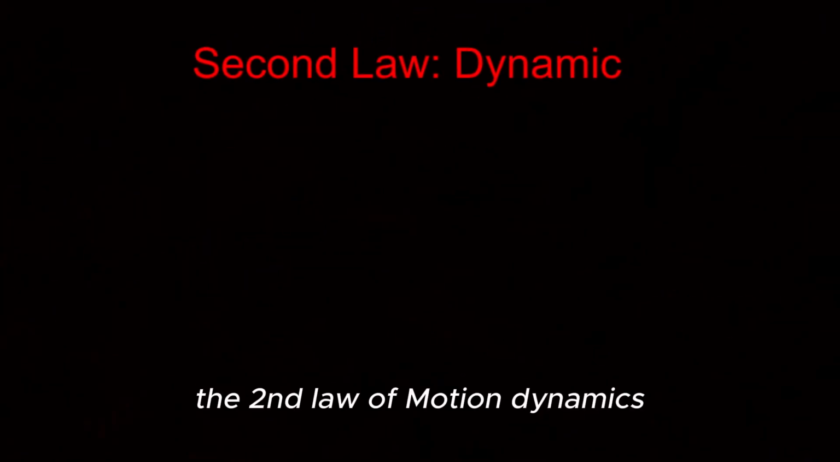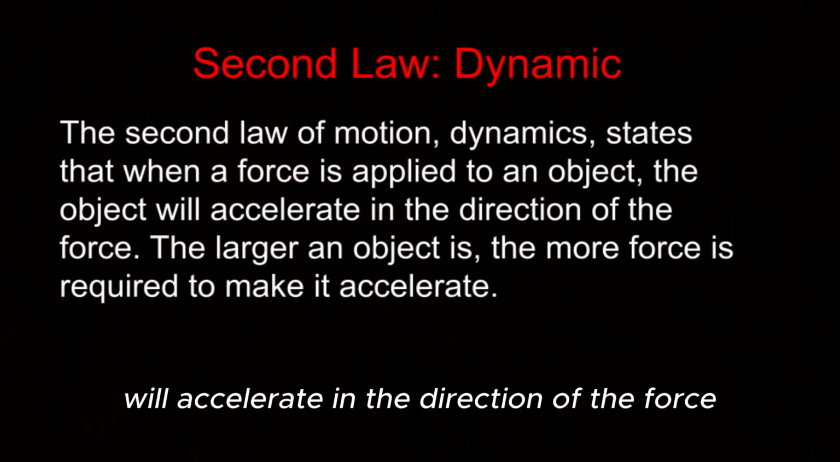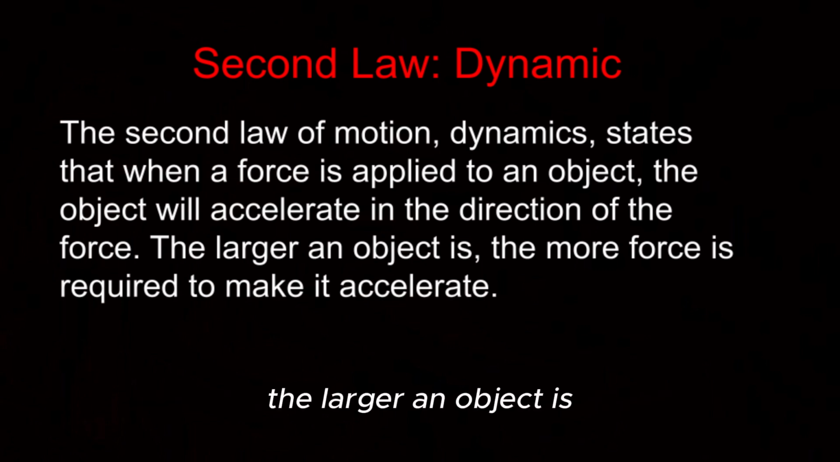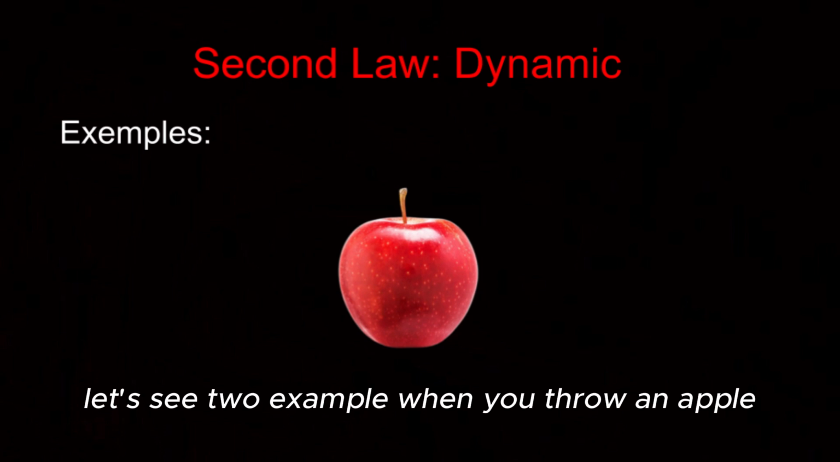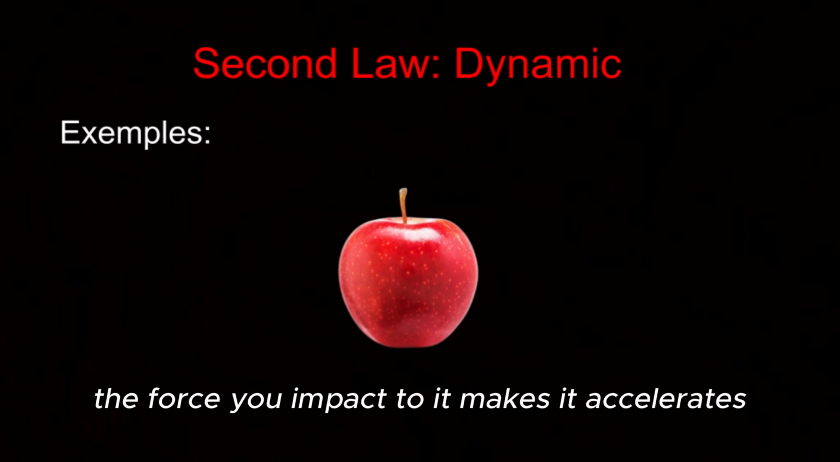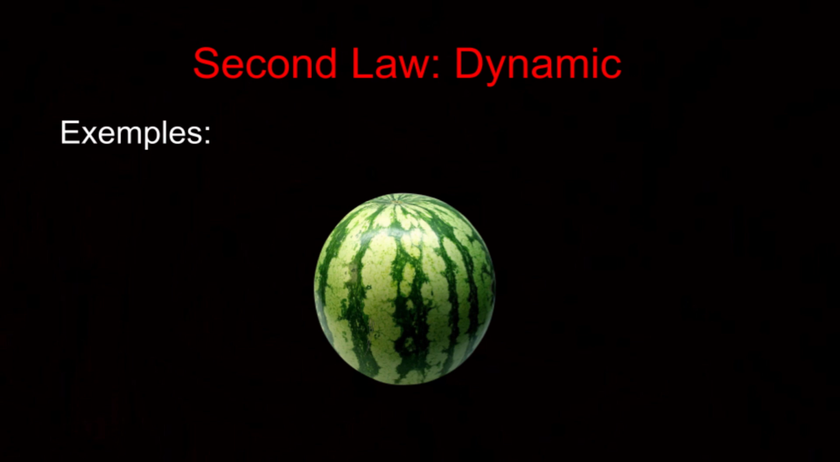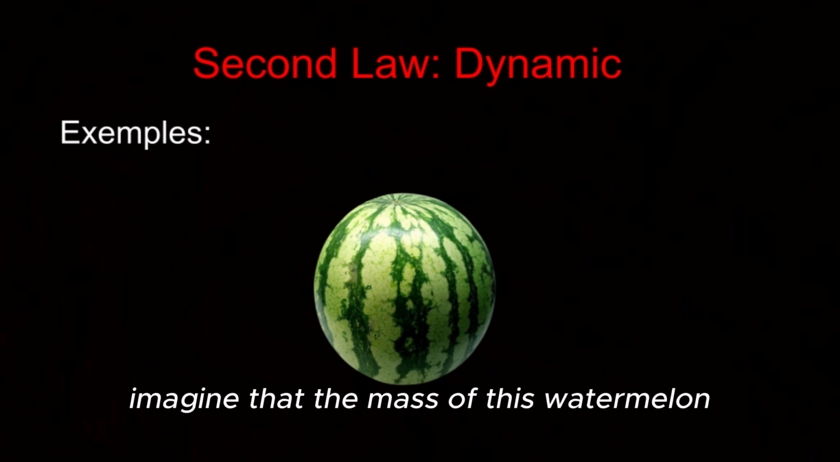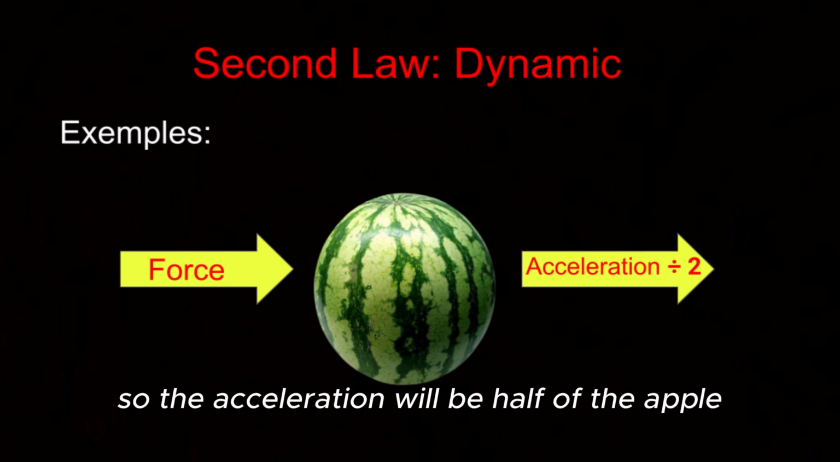The second law of motion, dynamics, states that when a force is applied to an object, the object will accelerate in the direction of the force. The larger an object is, the more force is required to make it accelerate. Let's see two examples. When you throw an apple, the force you impart to it makes it accelerate. Acceleration is the way in which speed changes over time. In this second example, imagine that the mass of this watermelon is double that of the apple, and that we use the same force, so the acceleration will be half that of the apple.